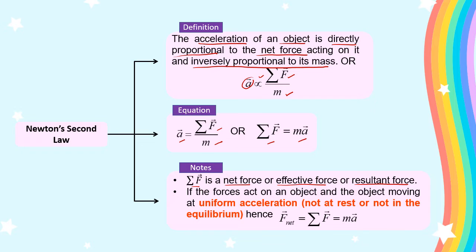If a force acts on an object and the object is moving at a uniform acceleration, not at rest or not in equilibrium, then F net equal to total F equal to ma.